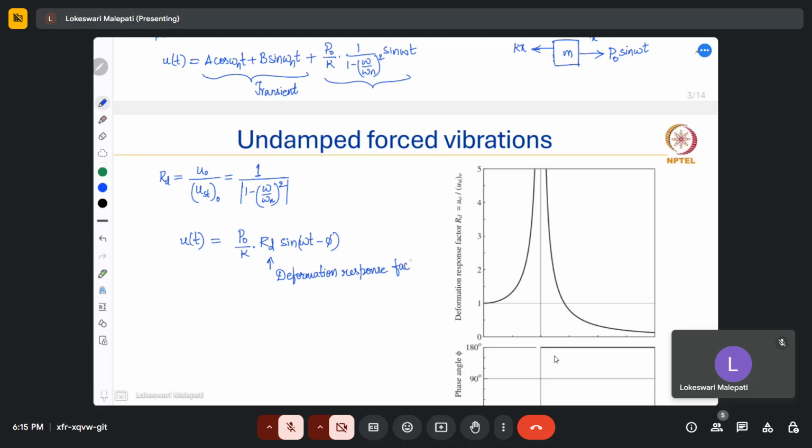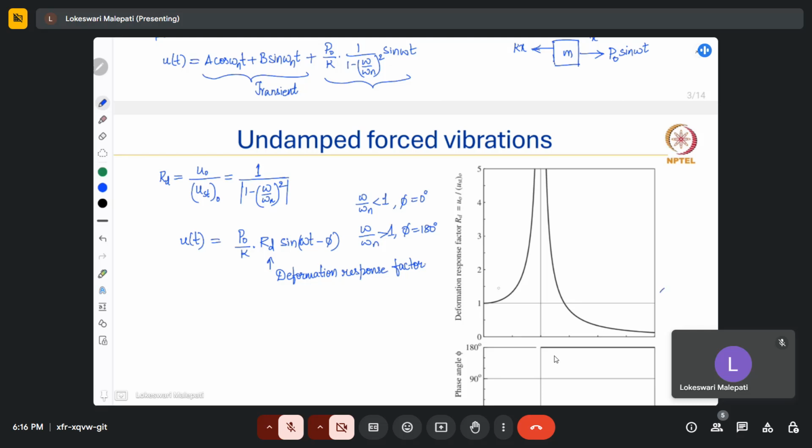And phi is equal to 0 degrees when omega by omega n is less than 1, and when omega by omega n is greater than 1, phi is equal to 180 degrees. We can plot this Rd as a function of omega by omega n, because it is completely dependent upon this ratio. Hence, it is plotted for different ratios of omega by omega n as shown in this plot.